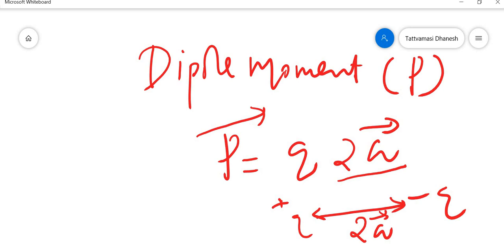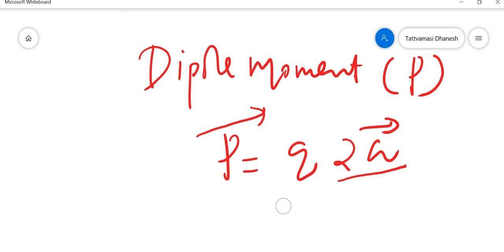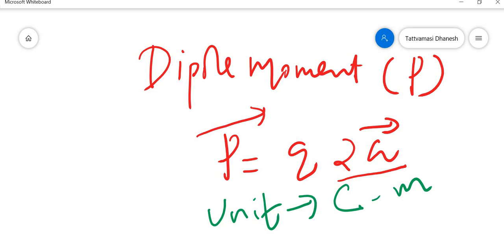When you discuss a physical quantity, you will learn the formula, definition, unit, dimension. You will discuss whether it is vector or scalar. I have told you the formula. It is the product of one of the charges and the vector distance, and its formula is q into 2a. And I will talk about the unit here. The unit of dipole moment is coulomb meter. Charge is coulomb, then meter. It is a vector quantity, I already told you.